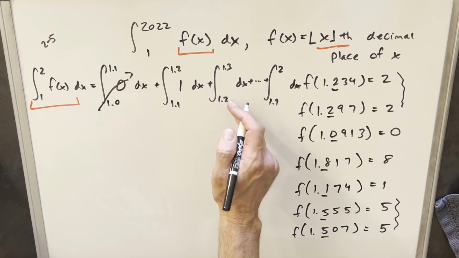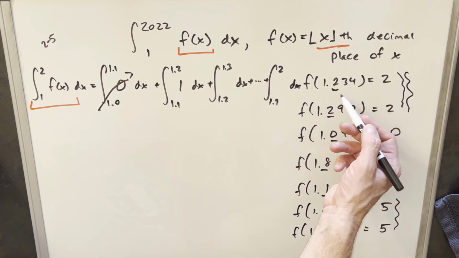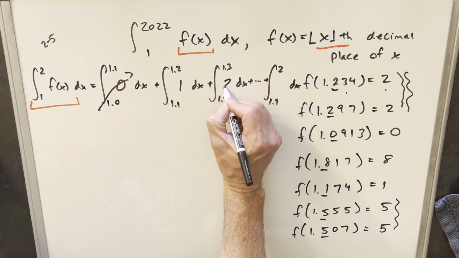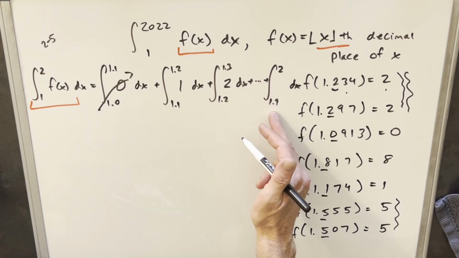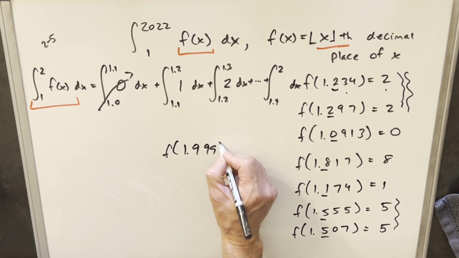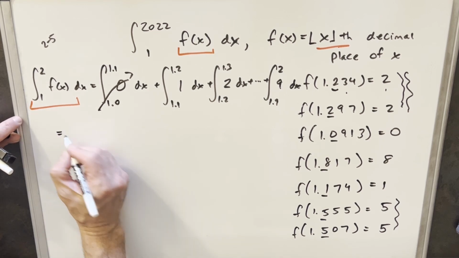And then our f of x in the region from 1.2 to 1.3 is just like these cases right here. It's going to be something like 1.234, so our f of x value is going to become 2, and those are all going to be the same that way. And then last, between 1.9 and 2, if we had something like f of 1.999, that's just going to evaluate to 9. And then we can go ahead and integrate this, because again, we just have numbers here.